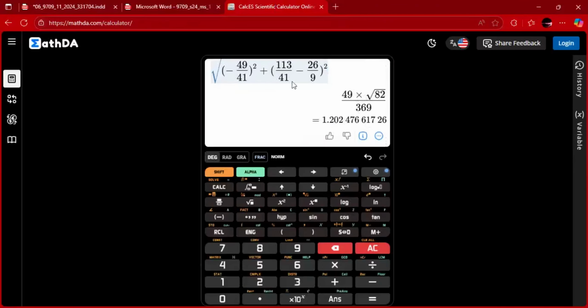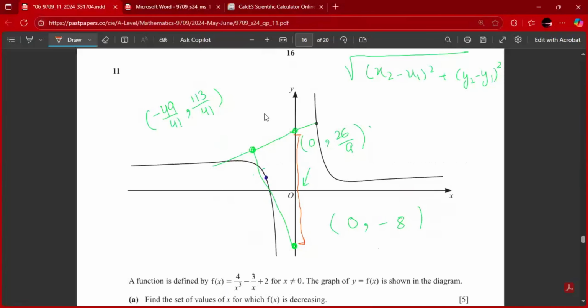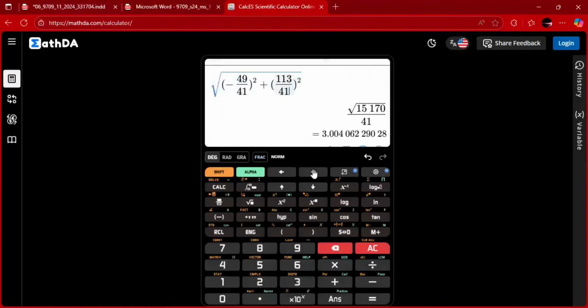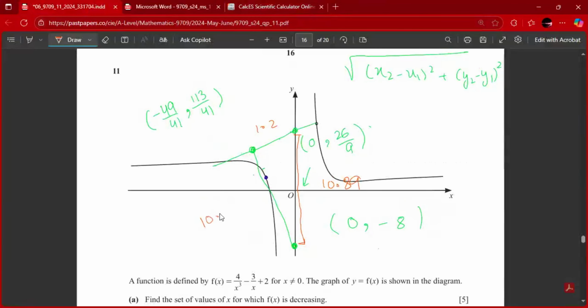Okay, 49, 1.22. Should I just write it like this, 1.2? I'm just going to write it 1.2. This is 98 over 9, let me just use it up: 10.89. This is the largest length till now. Let's find this one now. Instead of 113, we're going to write plus 8. 10.82. Nice. 10.82.